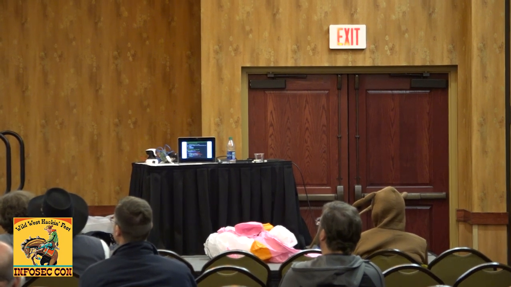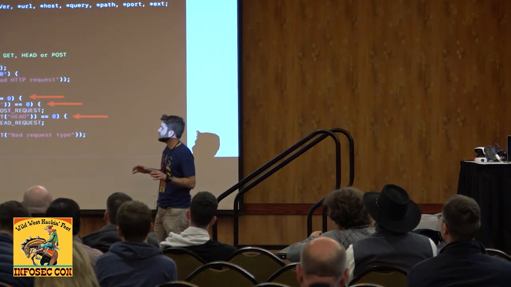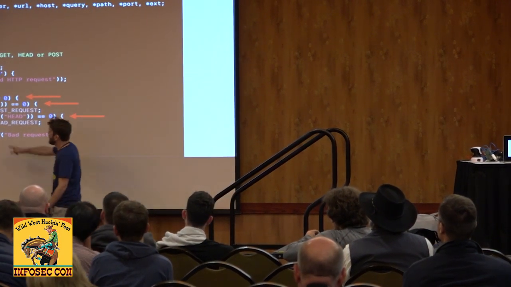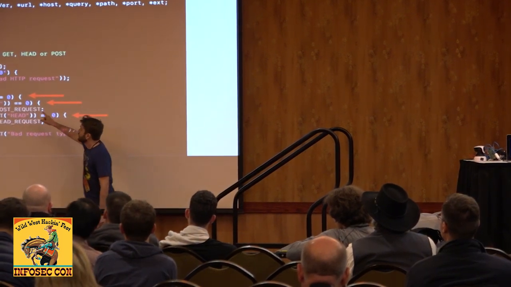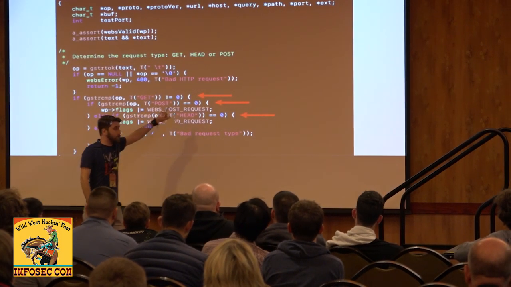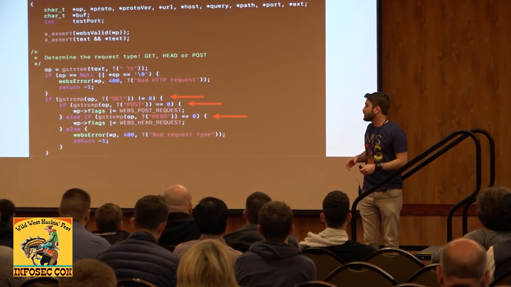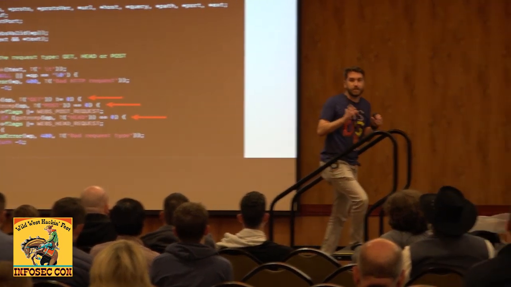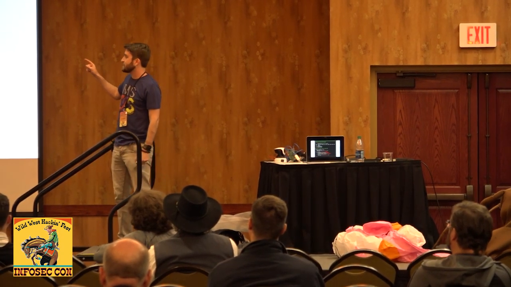So basically what this code says is, if the user sends an HTTP request that is not a GET, a POST, or a HEAD request, you need to send him back a 400 error, bad HTTP request. But the thing is that you can do whatever you want. You can send whatever request you want. The content of the request can be whatever you want, as long as it's a GET, a POST, or a HEAD request, right?